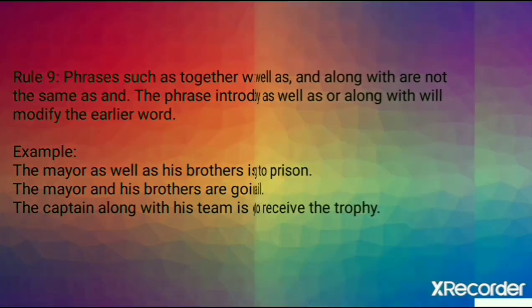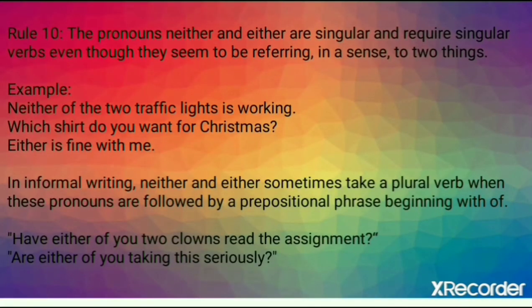Rule number 10. The pronouns neither and either are singular and require singular verbs, even though they seem to be referring in a sense to two things. For example, neither of the two traffic lights is working. Which shirt do you want for Christmas? Either is fine with me. So here, whenever you find either or neither, we have to follow with a singular verb.